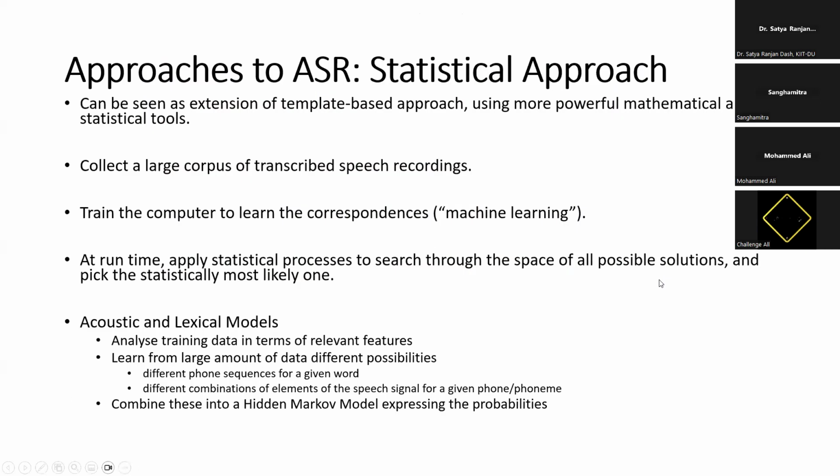Then another approach is the statistical approach. In the statistical approach, huge data will be used, and more powerful mathematical and statistical tools will be used to develop this type of ASR. So mainly the statistical ASR will try to train the system to learn the correspondences between the given speech and the corresponding text, and then it will be able to predict it.